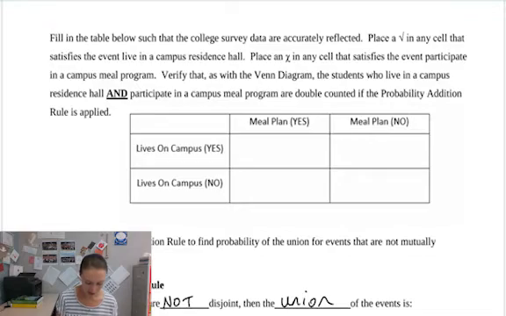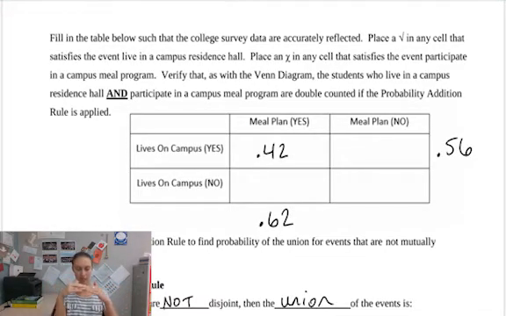So remember, 56% lived on campus. So lives on campus, that 56% is actually going to go outside of the box. So think outside the box. 62% had a meal plan and 42% have both. So it's the intersection of the two pieces inside. This is how I would take the information I was given in the problem and put it into our box.